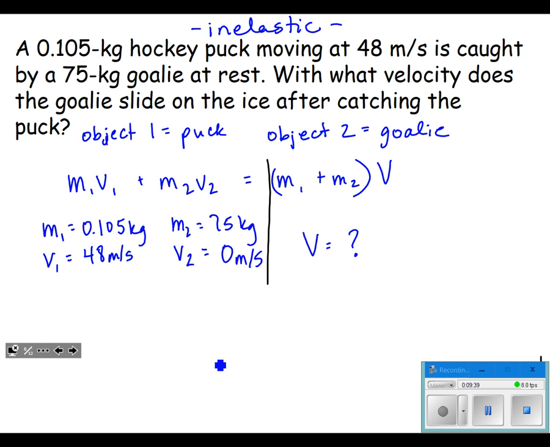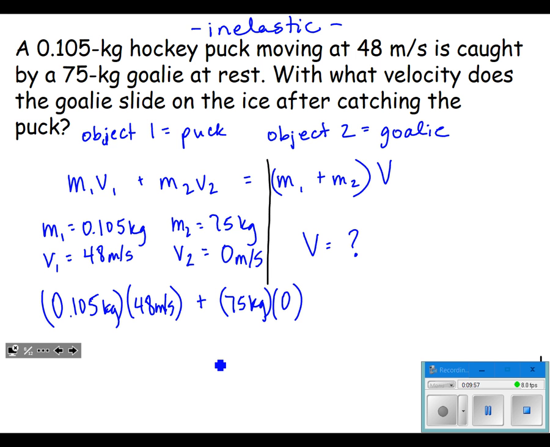All right, so now I'm going to plug it in. So I have 0.105 kilograms multiplied by 48 meters per second. And then I'm going to add that to 75 kilograms times 0, which is just going to be 0, equals... let me write that in the correct order. That would be 0.105 kilograms plus 75 kilograms, all multiplied by V.